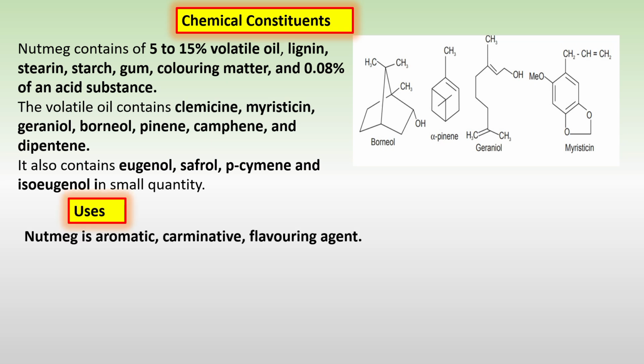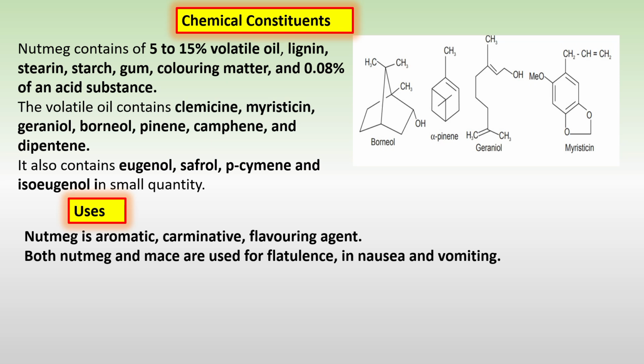Nutmeg is used as an aromatic, carminative, and flavoring agent. Both nutmeg and mace, which means the outer part, the picture you might have seen, the outer area which is present above the testa, can be removed and is available in the market, which we use as a flavoring agent. Mace is used for flatulence, and in nausea and vomiting.